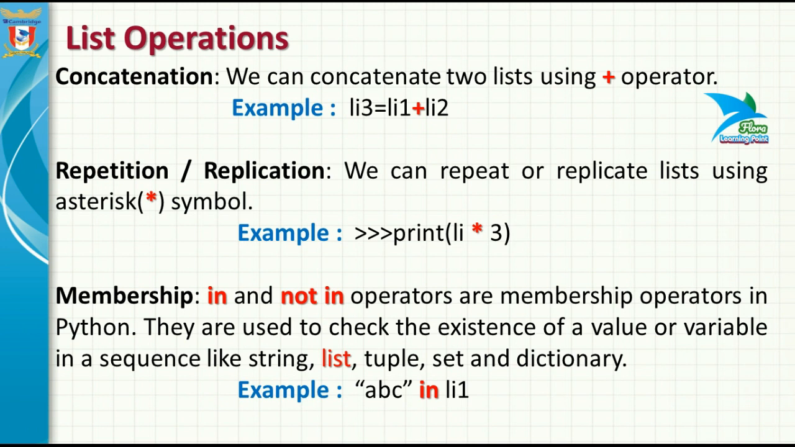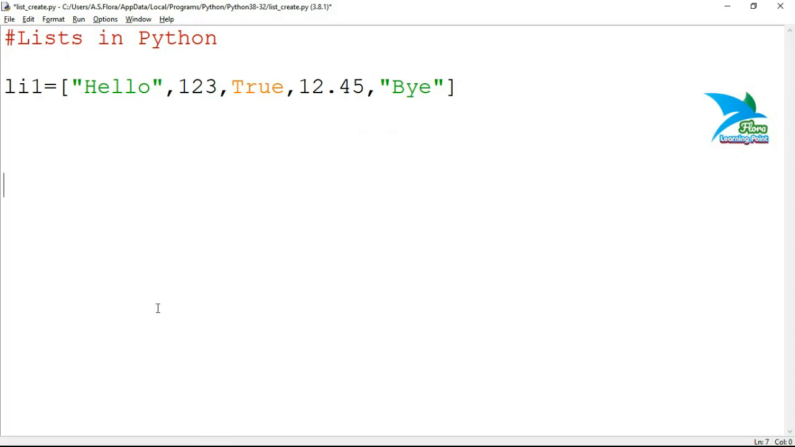Next we have the membership operation. As we know, we have two membership operators, in and not in, and these operators are used to check the existence of a value, a variable or an element inside a sequence, which may be a string, a list, a tuple or a dictionary also. So by using the in and not in operators, you will be able to check whether a particular element is available inside the list or not.